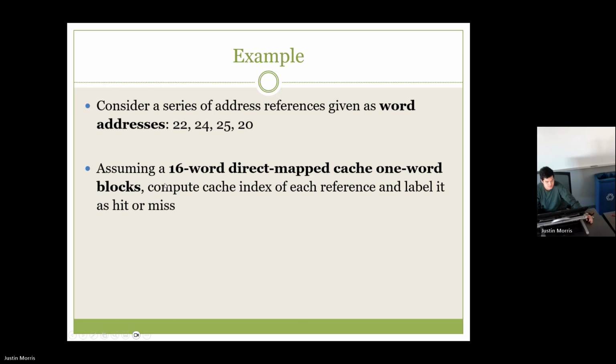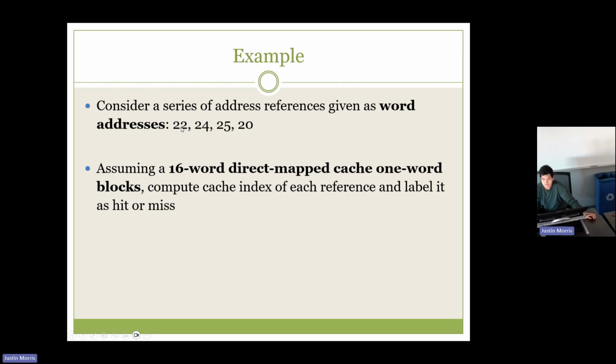So we're given decimal, right? And we're given word addresses. So to convert this to index, we take 22 mod 16, right? So 22 mod 16, what do I get? 6, yeah. Initially the cache is empty, right? So we need to fetch and load the data. Load it, right?